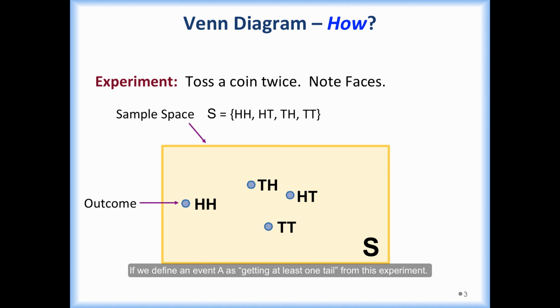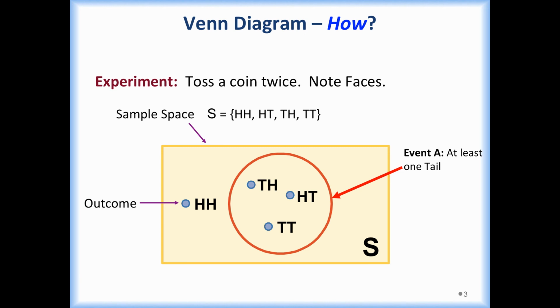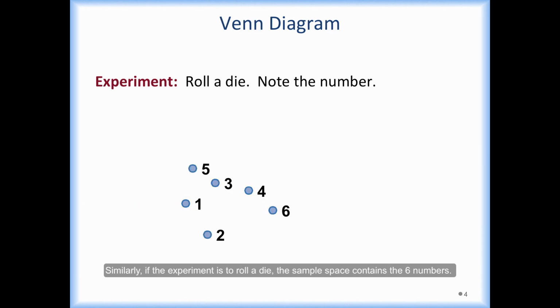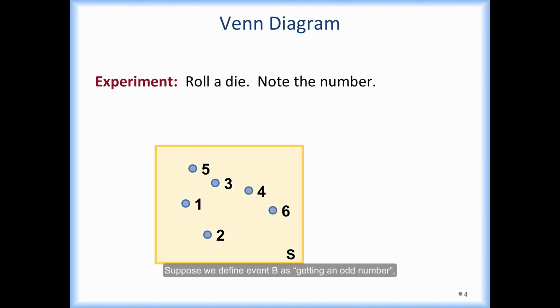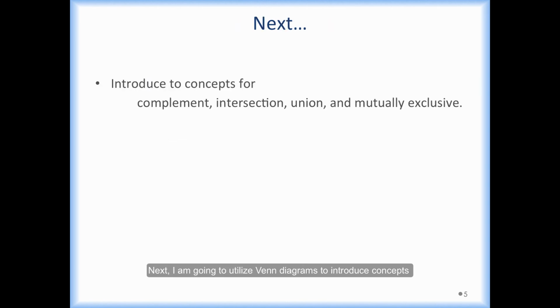If we define an event A as getting at least 1 tail from this experiment, then we can use a circle that includes tail-head, head-tail, and tail-tail to represent event A. Similarly, if the experiment is to roll a die, the sample space contains the 6 numbers. Suppose we define event B as getting an odd number, then we can also use a circle to illustrate that event. Next, I'm going to utilize Venn diagrams to introduce concepts of complement, intersection, union, and mutually exclusive.